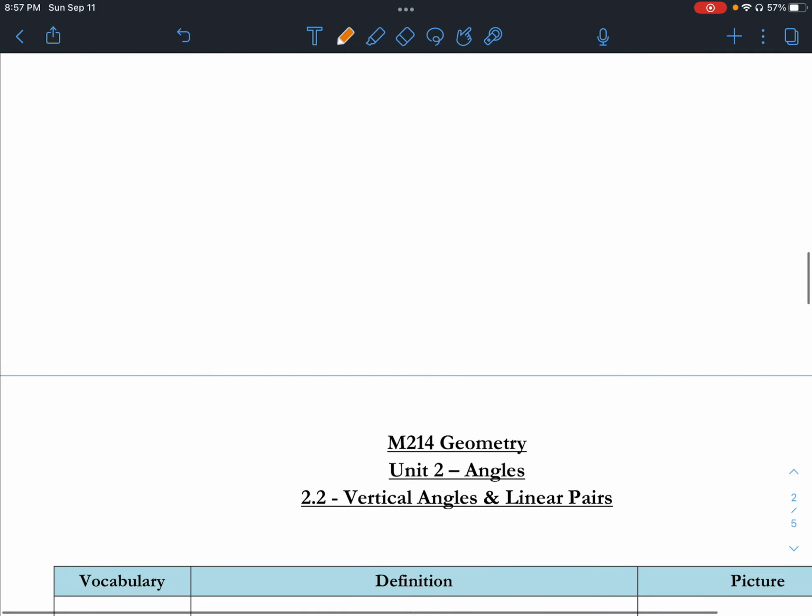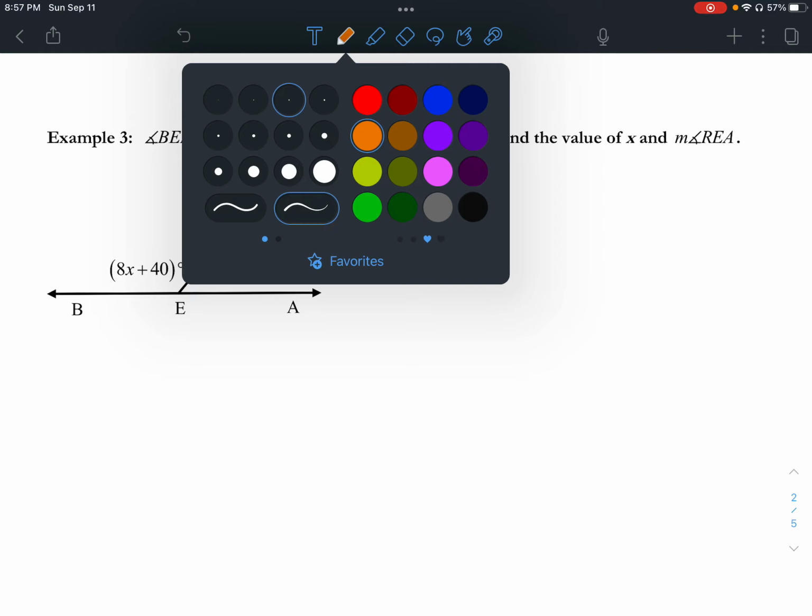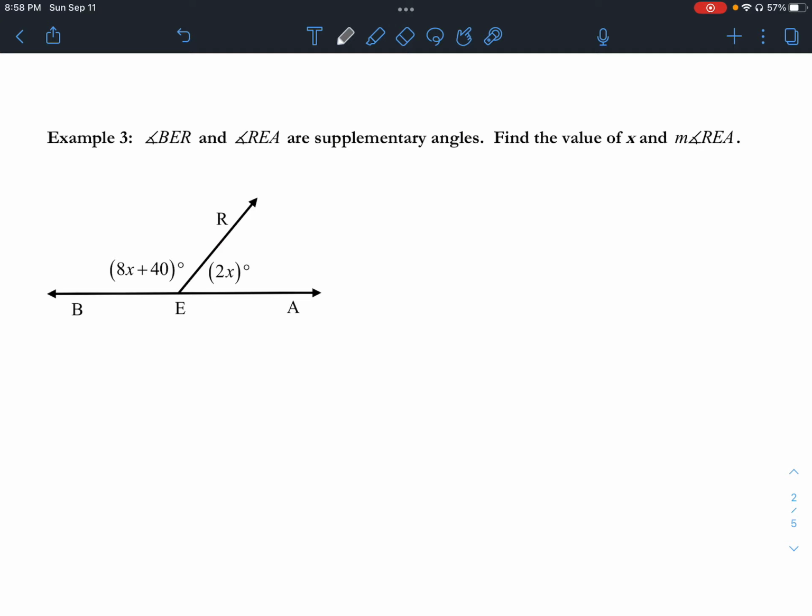And I think this is the last example, guys. Look at this. It is. Let's go ahead and try this one out real quick. Let's use gray. So very similarly, this one, they're giving us some various angle measurements. They have BER, which is this angle right here, they also give us REA, which is this angle right here. And together, those two things must be supplementary angles, or they must add up to 180.